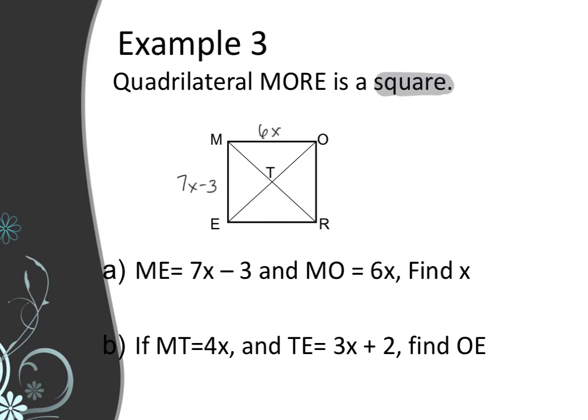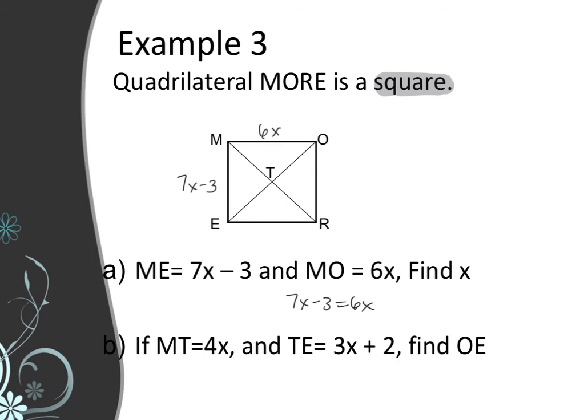7x minus 3 equals 6x. Good, but why? Because it's a square. But why? Because all sides are the same. Good. That's what I wanted to hear. All sides are the same. Very good, Juliana. Very good, Marcos. All sides are the same, so we set them equal to each other.